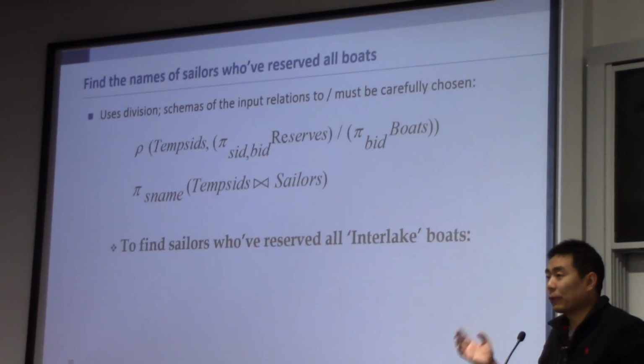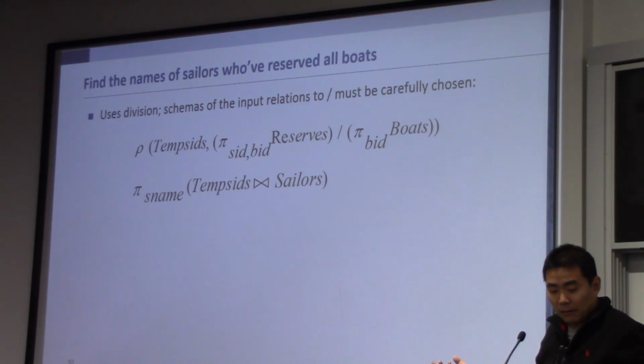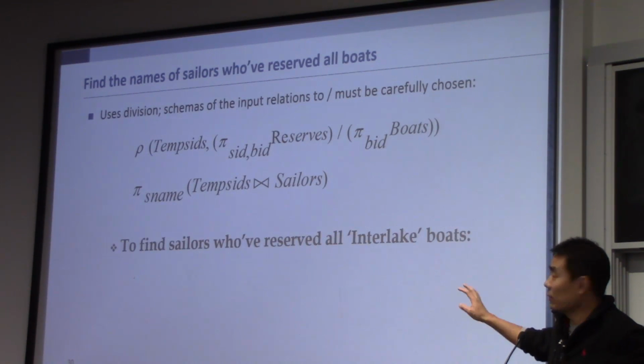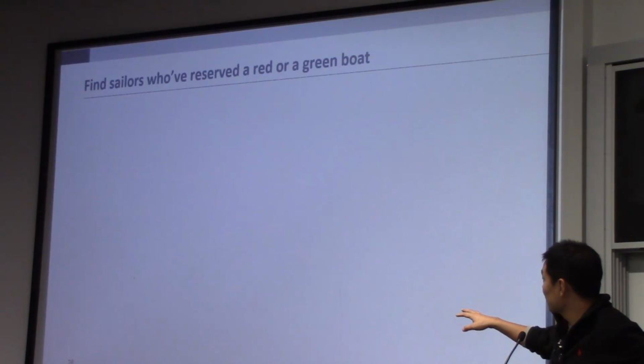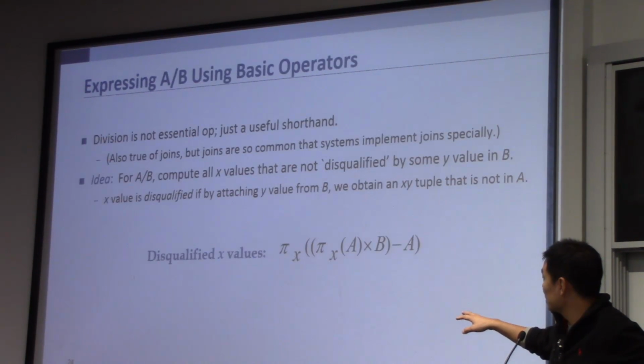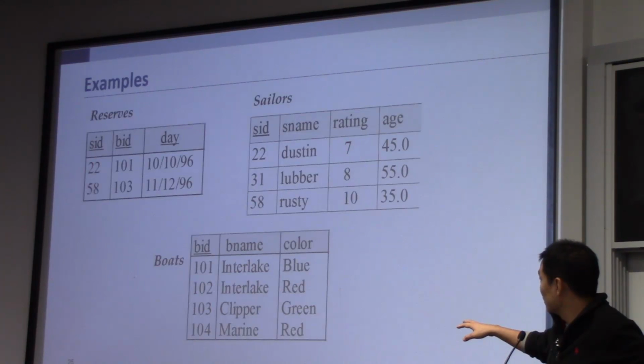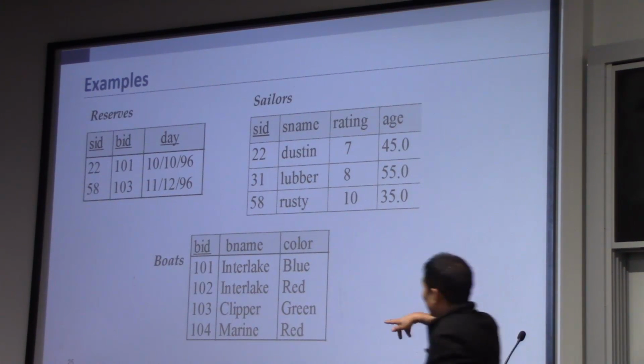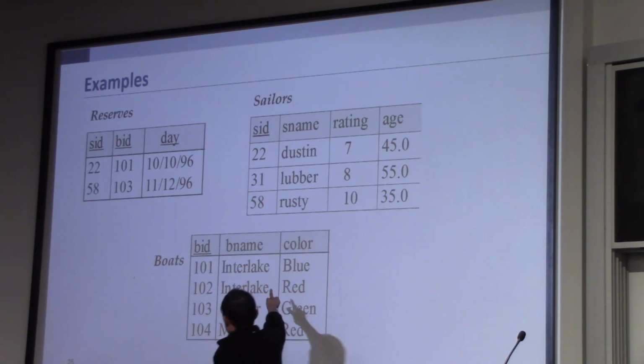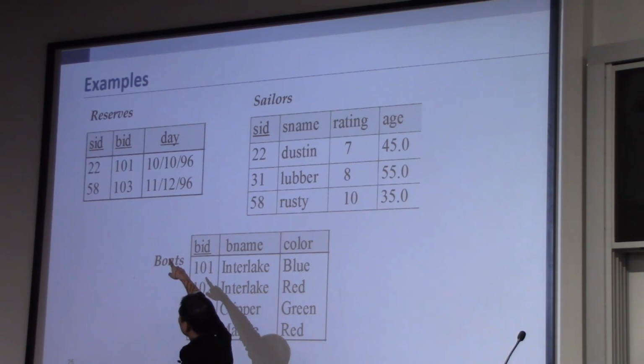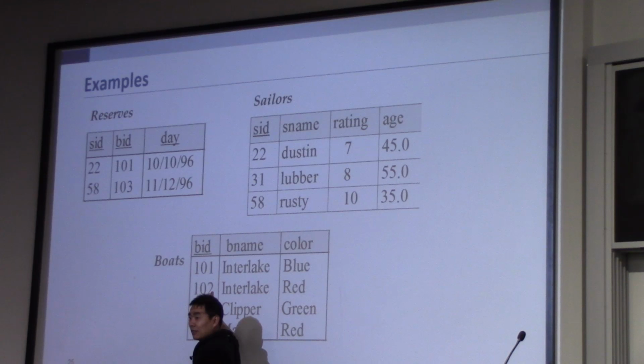Do not write the query by example. For example, if this is your input query, you look at the instance, which is given here. Oh, you say, okay, that's easy, right? I find there are 2 interlake boats. Then all I need to do is find reserve. I do a selection on boat 101 and boat 102.